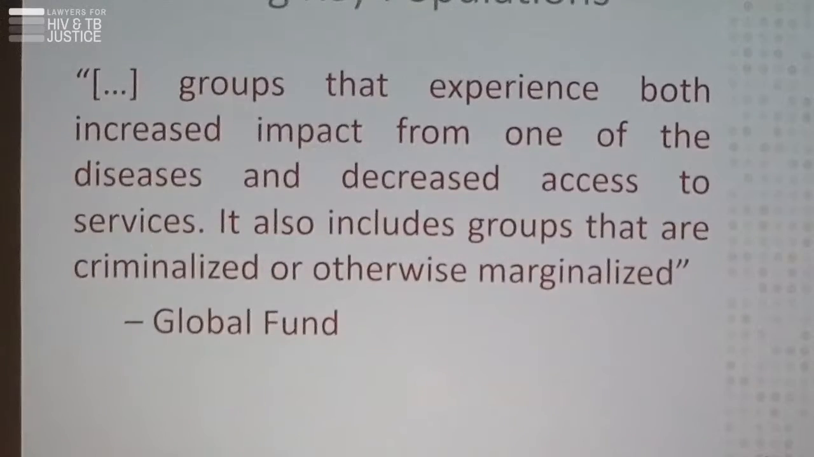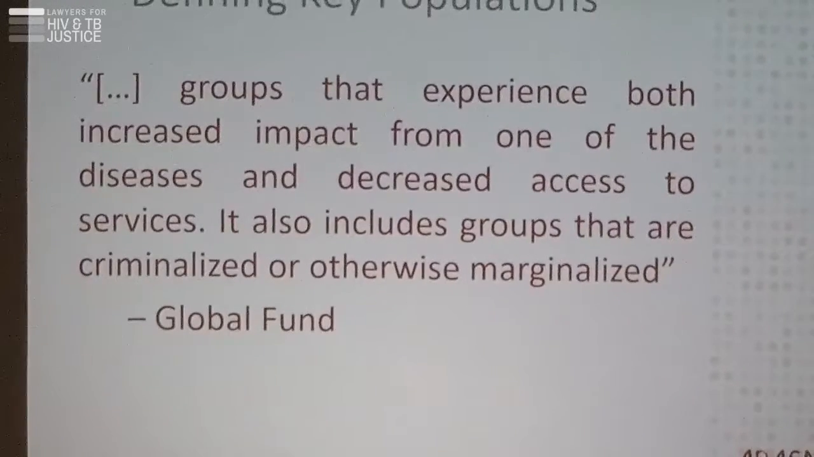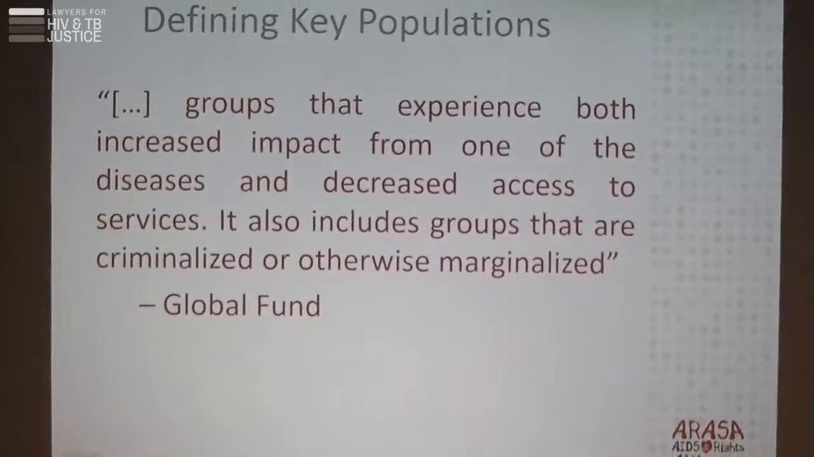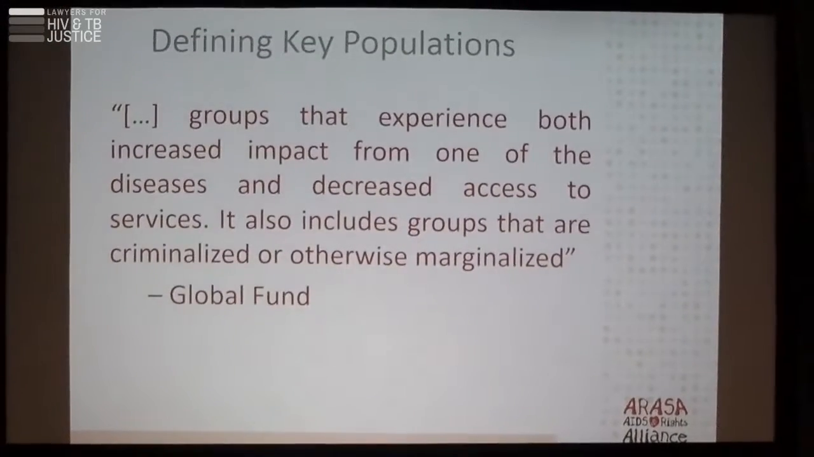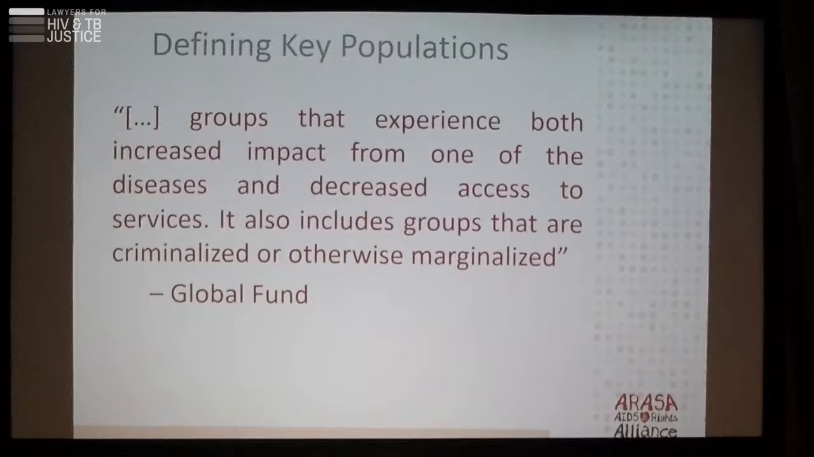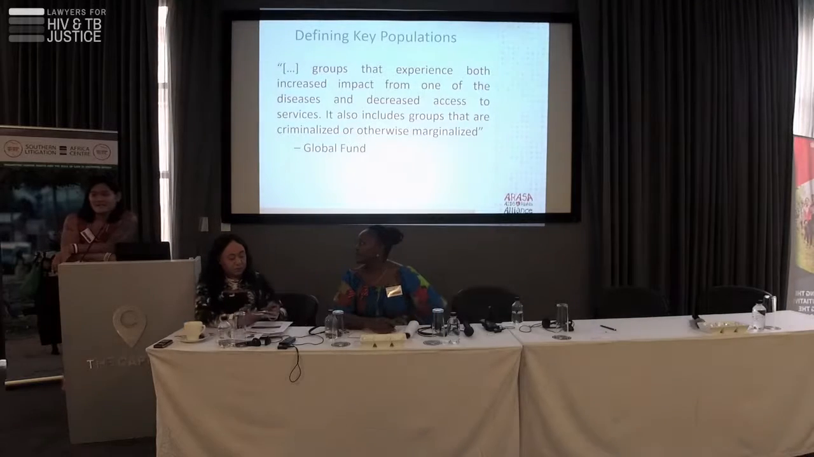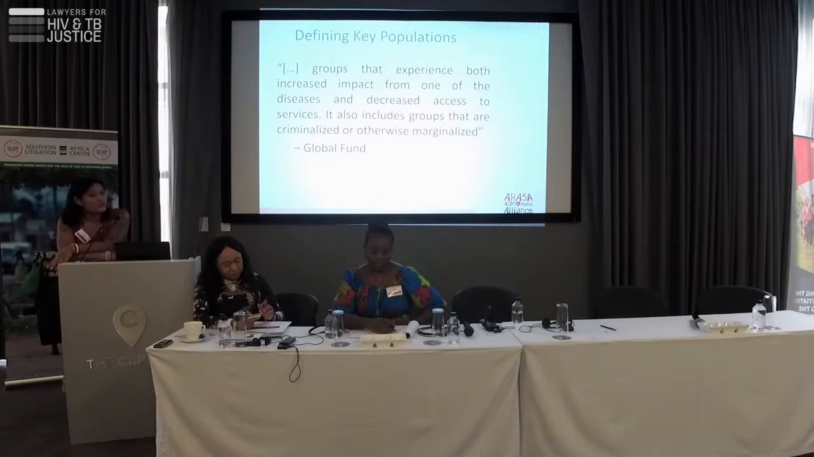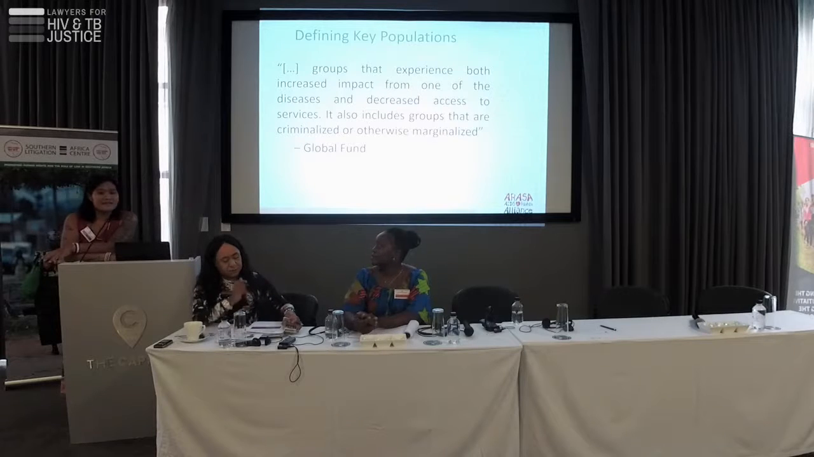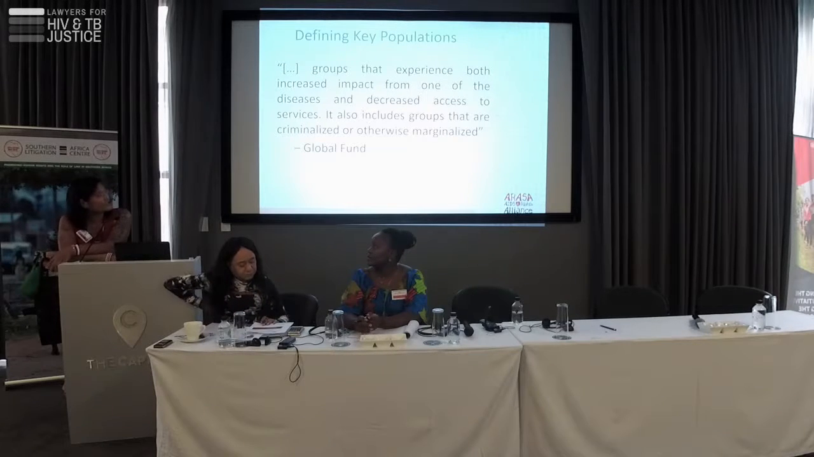So to start with, defining key populations, and I put here the definition that is provided by the Global Fund in one of their documents, just as a start. It says simply that key populations are groups that experience both increased impact from one of the diseases, in the case of the Global Fund that would be HIV, tuberculosis, and malaria, and decreased access to services. It also includes groups that are criminalized or otherwise marginalized. Now, of course, the criminalized part is going to be an aspect that is important to our discussion, but what I found with these definitions is that it doesn't say much. What does it mean, otherwise marginalized? What does it mean, increased impact and decreased access?